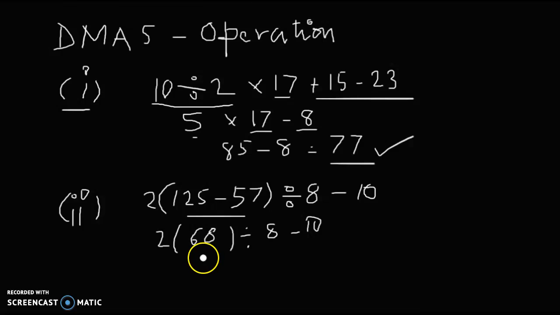So 68 into 2 is 136, divided by 8. 136 divided by 8 is 17, minus 10 equals 7.